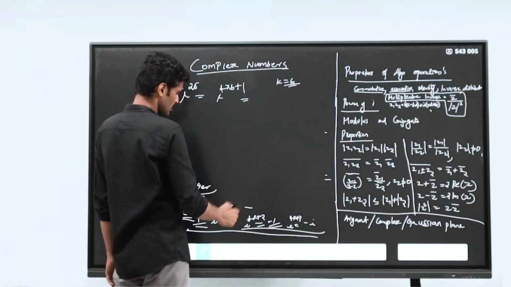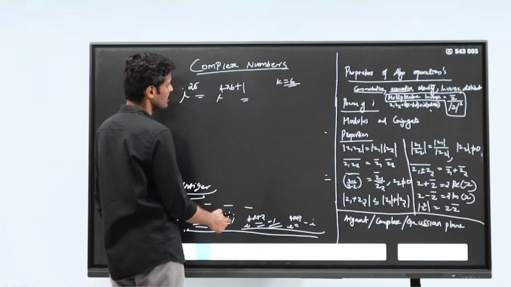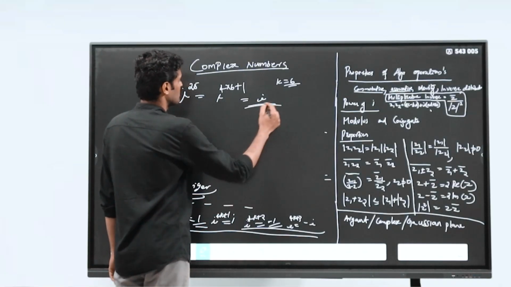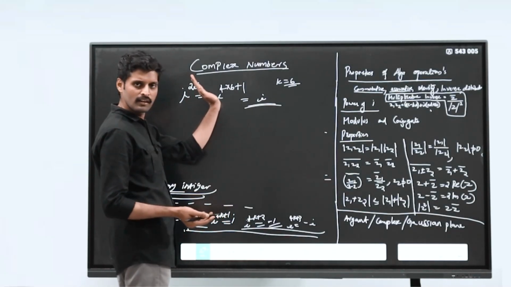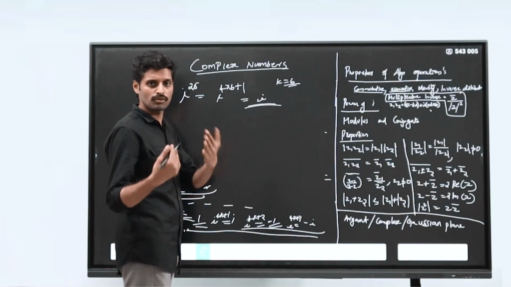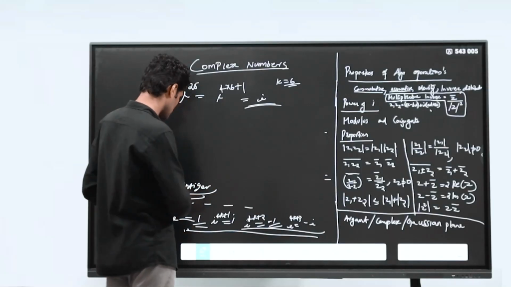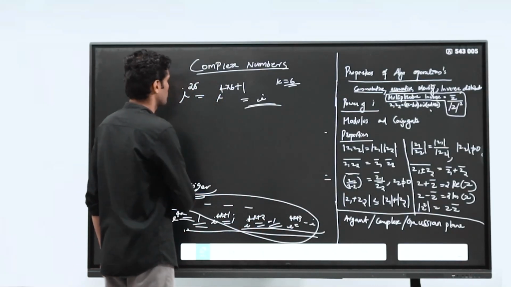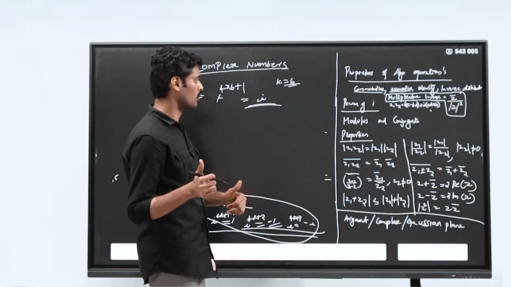So what is the answer for this? I raised to 4k plus 1 equals I. Like this, we can find any power of I. Maybe I raised to 20, 25, I raised to 3000, whatever it may be, we can use this formula to find the highest powers of I. Okay, so that is the concept.